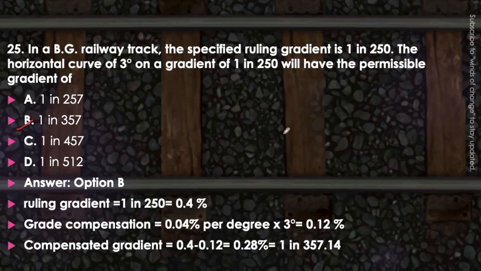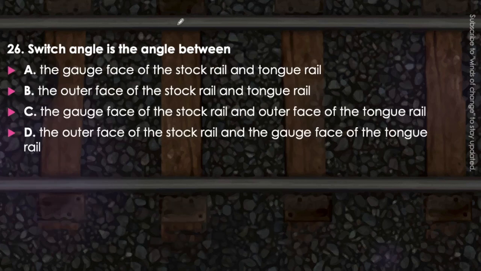Okay. Next question. Switch angle is the angle between the gauge face of the stock rail and the tongue rail, the outer face of the stock rail and the tongue rail, the gauge face of the stock rail and the outer face of the tongue rail, or the outer face of the stock rail and gauge face of the tongue rail. Just think about it. What will be the answer?